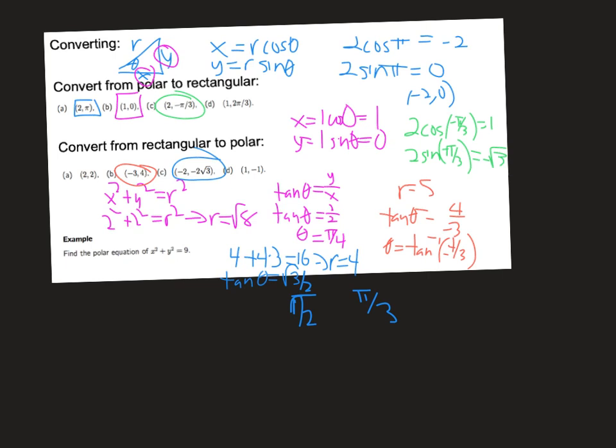You can do the last one. And then the last piece here, polar equation of x squared plus y squared equals 9. Well, isn't that r squared? So r squared equals 9. So r equals 3. I did it.